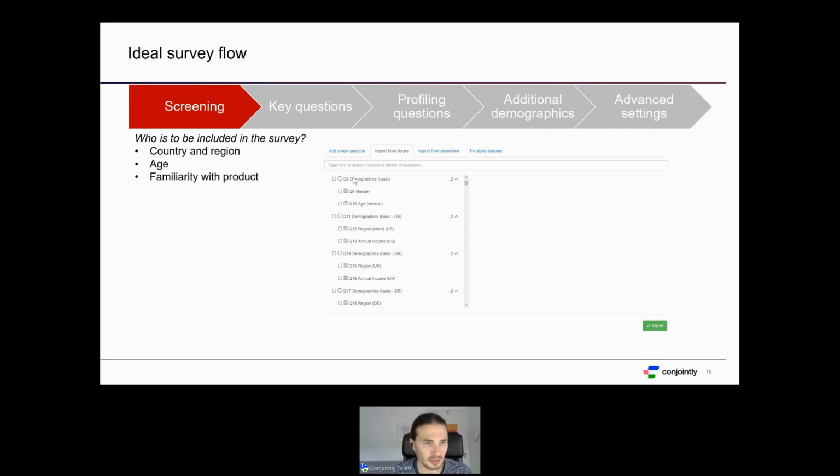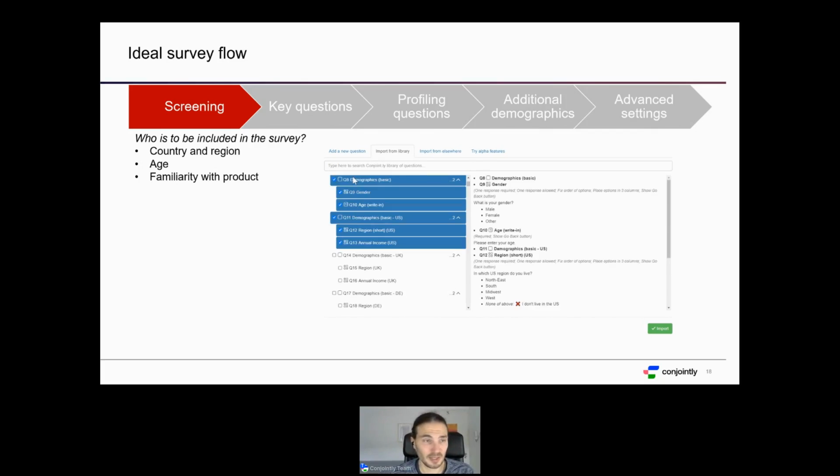So who's to be included? Can be country, region, age related. If you're testing, in my case, I was testing the US market with Netflix. I need a question about country because there are different streaming services in different countries. So all you have to do is indicate which questions you want and which answers they should give in order to be allowed into the study.